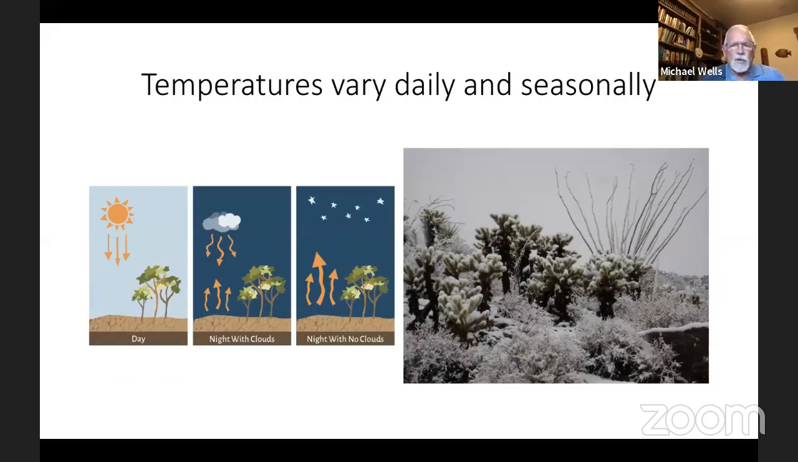And also the temperatures vary daily and seasonally. During the day, we get a lot of insolation, but because there's a lack of atmospheric moisture, we don't have many clouds. So at nighttime, most of that heat radiates back up into the sky, and not much of it is retained. So we have a lot of variation between daytime and nighttime temperatures. And of course, during the course of the year, again, we'll have times when the temperatures can be as high as 120 degrees Fahrenheit, and then times when it actually snows in the desert during the winter.